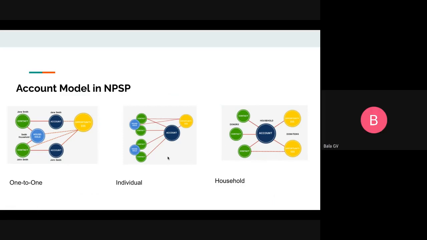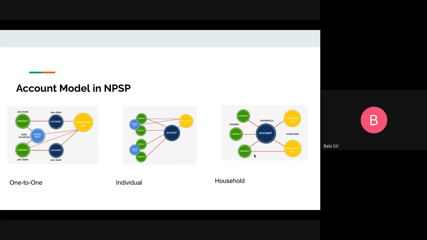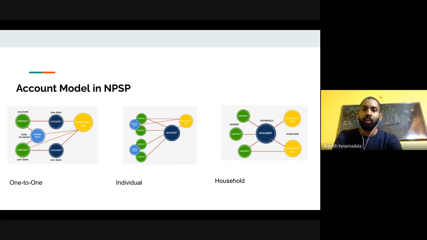This is just an object model, with different kinds of record types for different kinds of people: one-to-one, individual, household. In the individual account model, an account is created and then contacts are created individually, and each opportunity is linked to this particular account, no matter who the donor is. In household, all the contacts of a particular account are related to one account, depending on criteria like last name. Every opportunity created will be linked to this account.